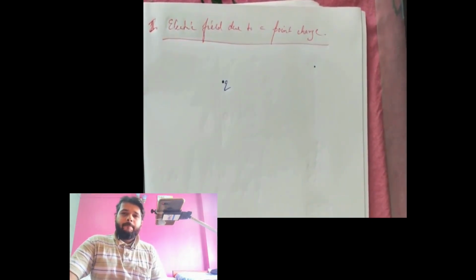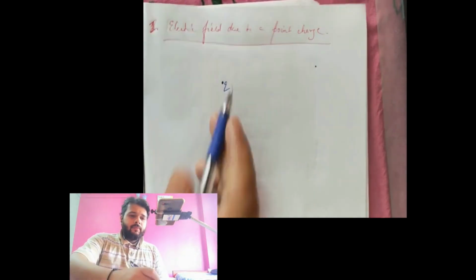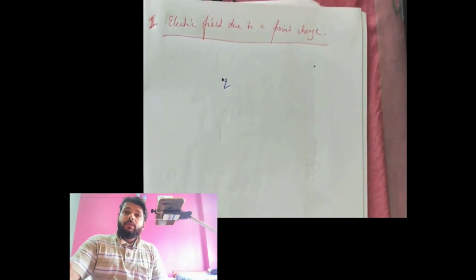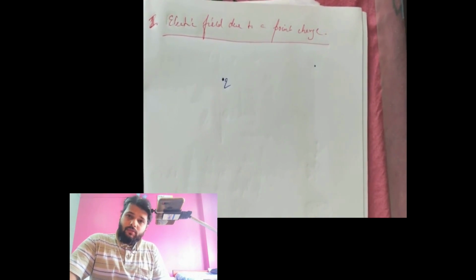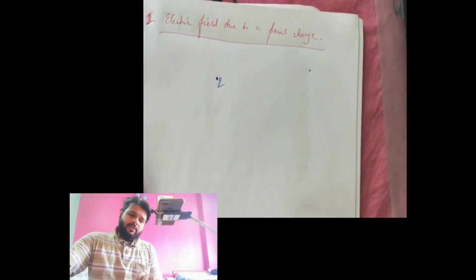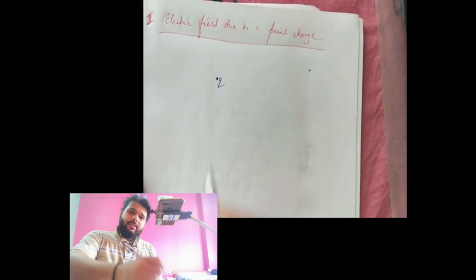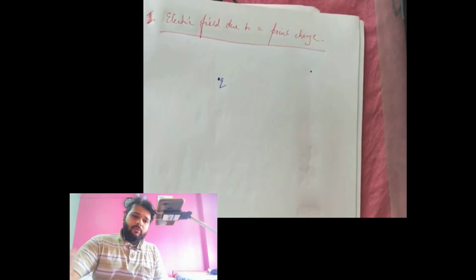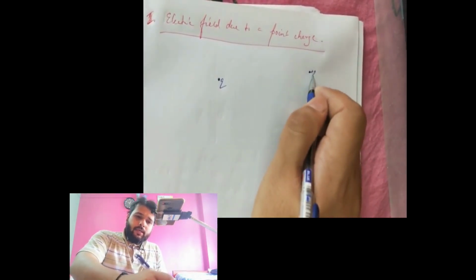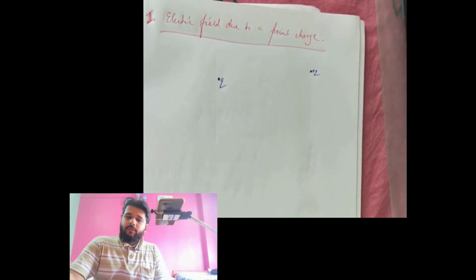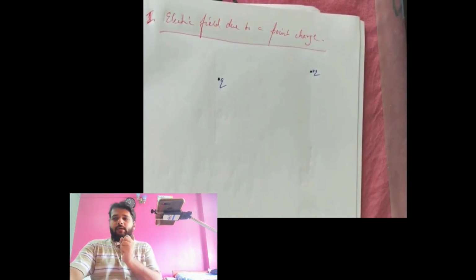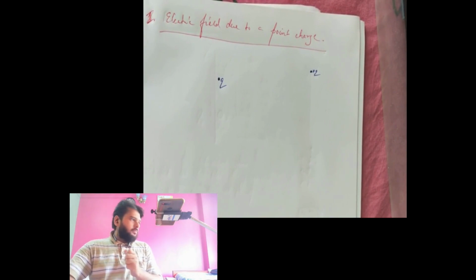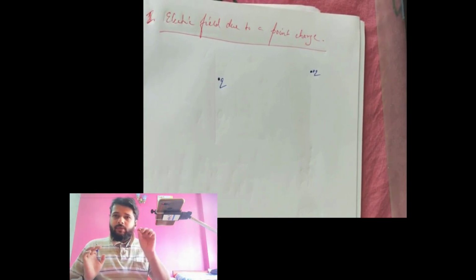Now here, the first step was consider the Gaussian surface. So what is a Gaussian surface? Just remember, I've done this in the class. I've told you all before also. Suppose here it is a positive charge, and there is a point charge. Consider this as a point charge.